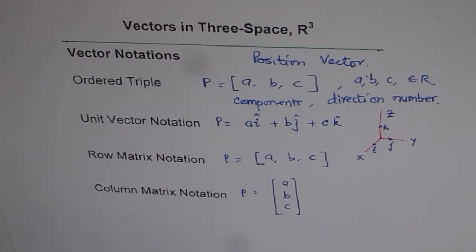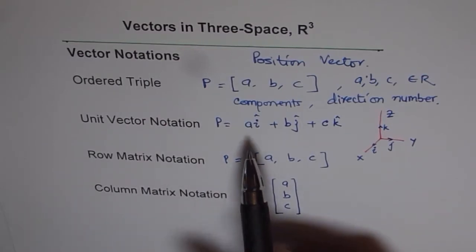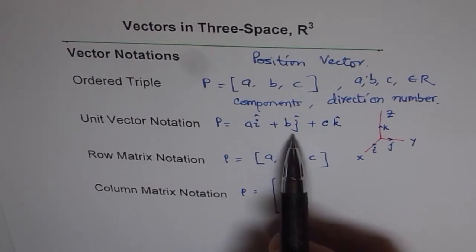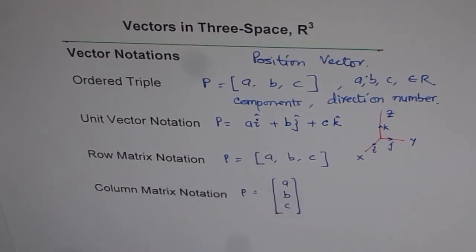For example, if you are solving simultaneous equations, column matrix is a good idea. It helps you do them much faster and efficiently. Row matrix is a good method to add and subtract vectors. And in a lot of applications where we resolve forces or velocities in different directions, unit vector notation plays a good role. Ordered triple is a convenient way of writing and is the general way in which we'll be performing most of the vector operations. So that is how we are going to use these vector notations in our videos.